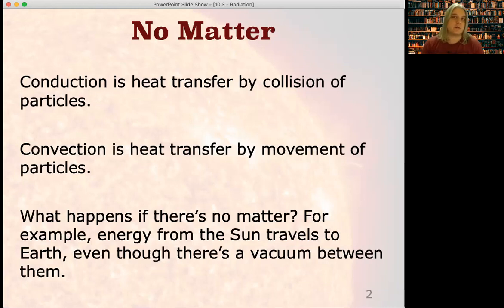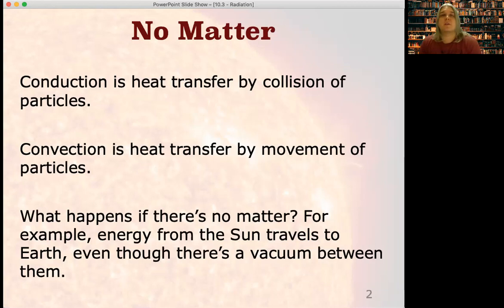And that brings us over to convection, which is where the heat transfer is occurring because the particles themselves are physically moving. So if they've got some thermal energy from heat, and then they move away, that thermal energy is moving, and since heat is the flow of thermal energy, we have heat flow.